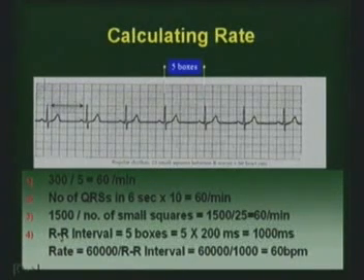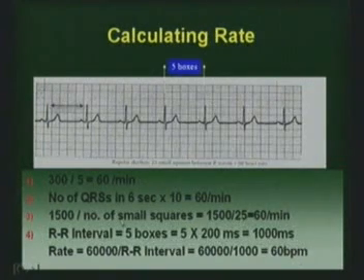The fourth way is looking at the RR interval. One small square is 40 milliseconds, 5 small squares is 200 milliseconds, and 5 big squares is 1000 milliseconds. So 60,000, which is the 60 seconds in milliseconds, divided by 1000 milliseconds, which is again 60.